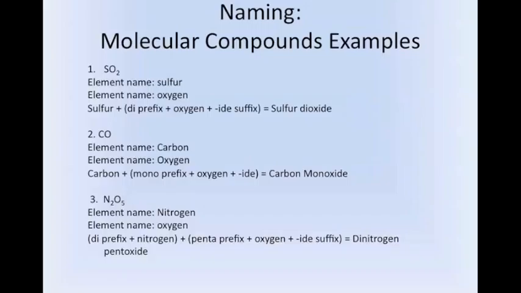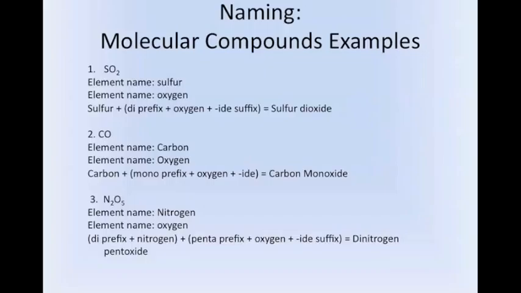So we also have CO. We identify that it's carbon and oxygen. Carbon also has the prefix of 1, but we don't include that. Plus the oxygen has a prefix of 1, plus the IDE. So we get carbon monoxide.